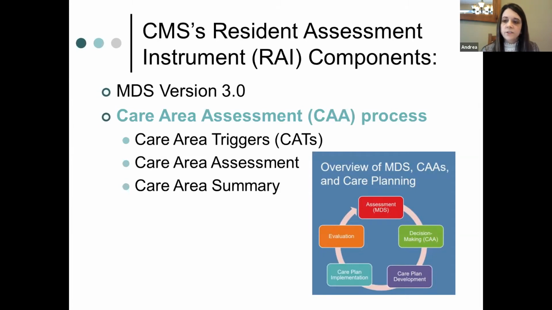The information we entered in the MDS will then lead to the next step, which is the decision-making, or the CAA stage. This will be the foundation of our comprehensive assessment for the resident and will help with our upcoming care planning. And so we went from the MDS into the decision-making CAA process.